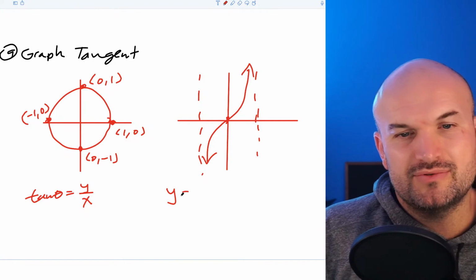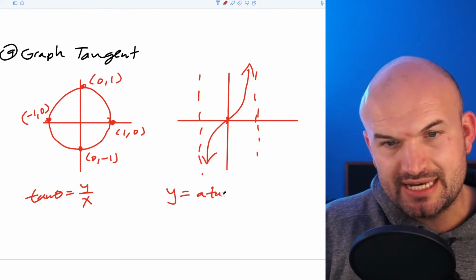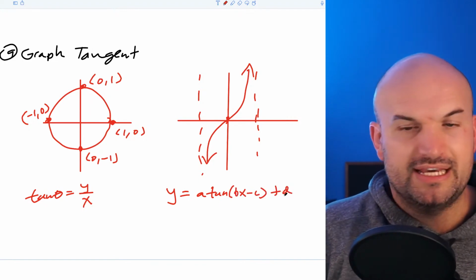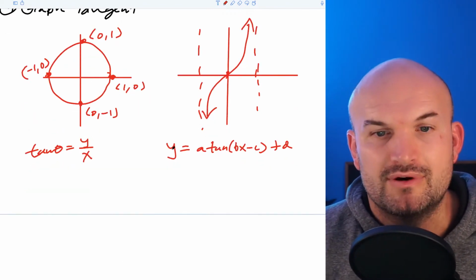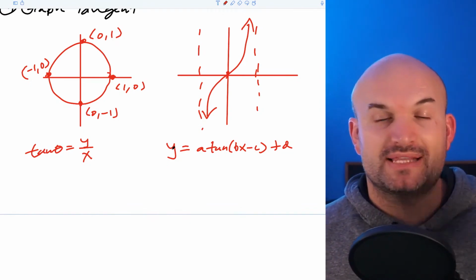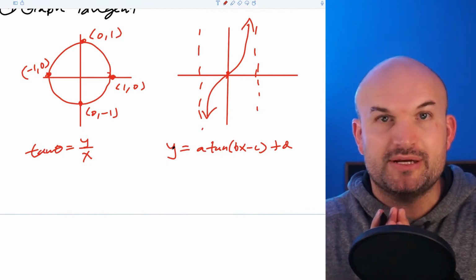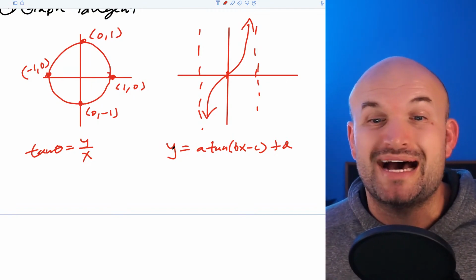The other thing, this doesn't really go into graphing tangent, but I think with students it is very important: as long as you understand the transformations of your trigonometric functions, you'll be fine, right? A is going to be your stretch and compression, as well as reflection about the x-axis, right? B is going to be your horizontal stretch or compression, also changing the period, right? Because remember the period is pi divided by B.